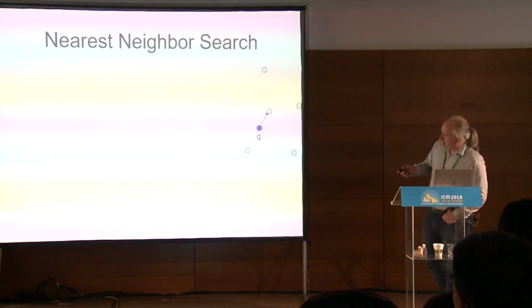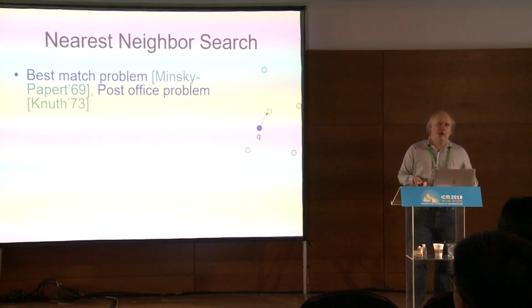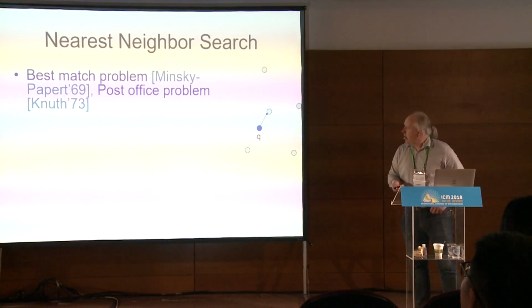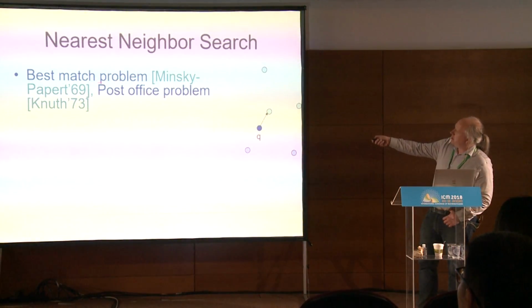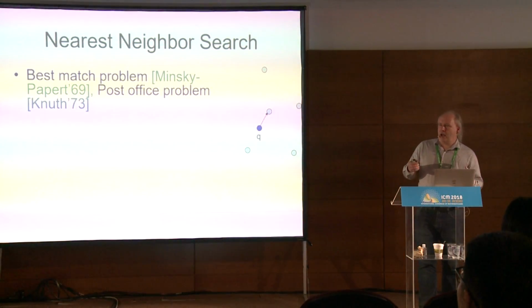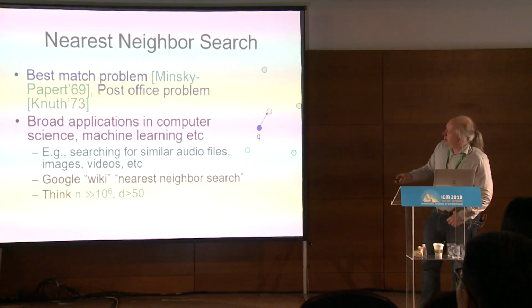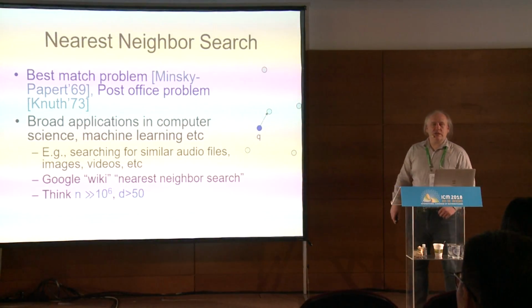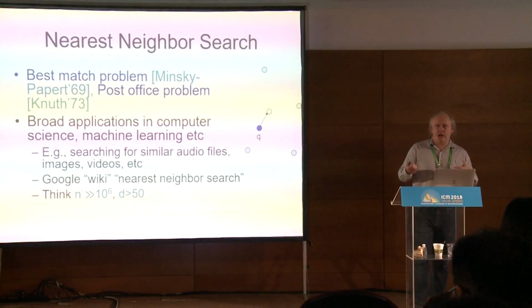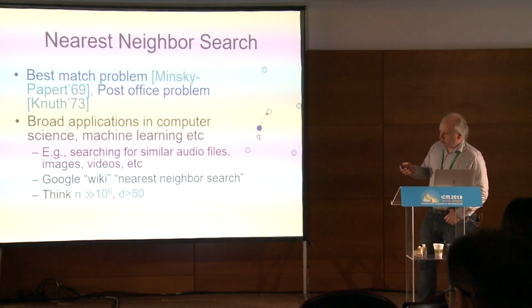All right, so a few words about the background. Nearest neighbor search has been considered in the computer science literature for a while under different names. The Minsky-Papert book on perceptrons called it the best match problem. Knuth in The Art of Computer Programming called it the post office problem. Part of the reason is that this problem has a broad set of applications in computer science and other areas. I will not get into much detail about the applications.